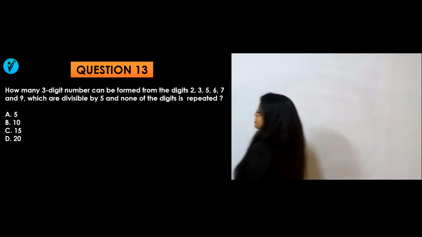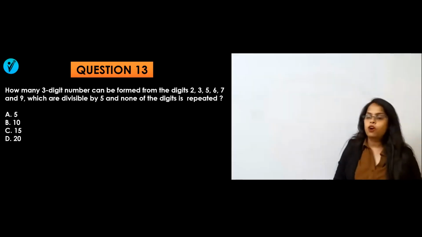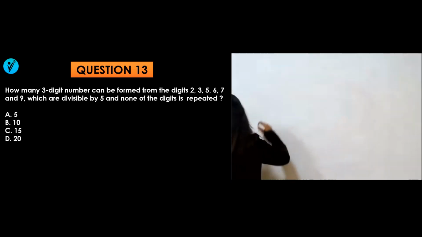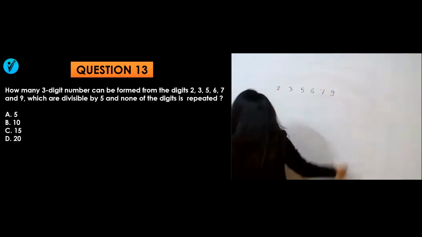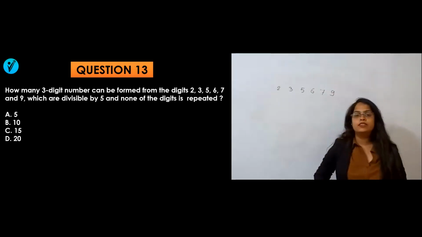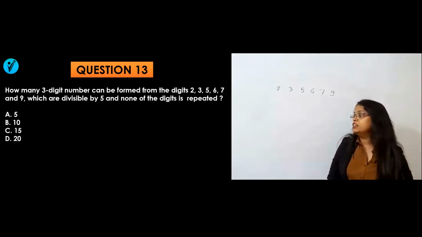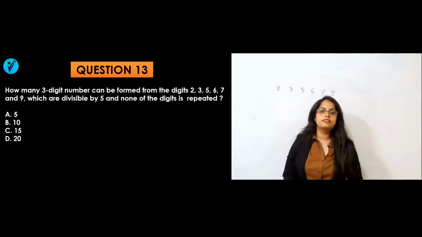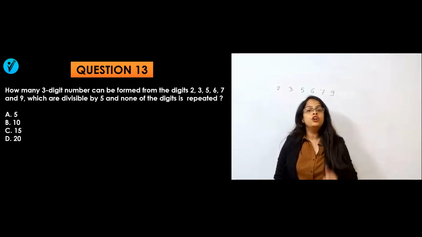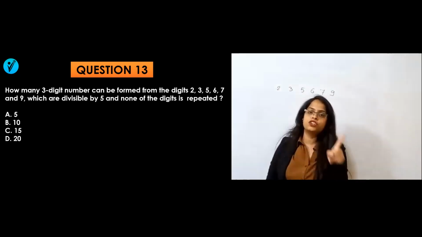How many 3 digit numbers can be formed from the digits 2, 3, 5, 6, 7, 9, which are divisible by 5 and none of the digits is repeated? Now, divisible by 5. What is the rule of divisibility of 5? The unit digit should be either 0 or 5.